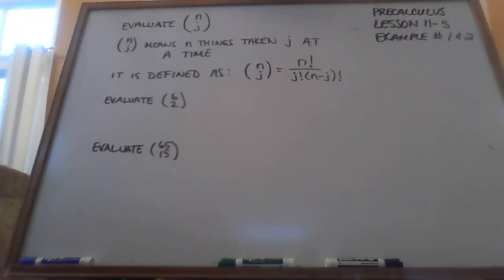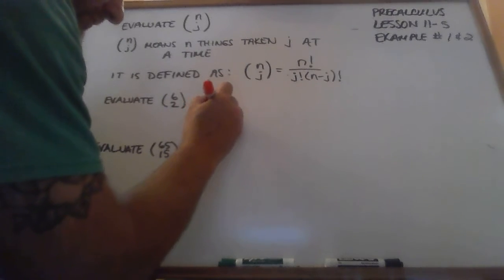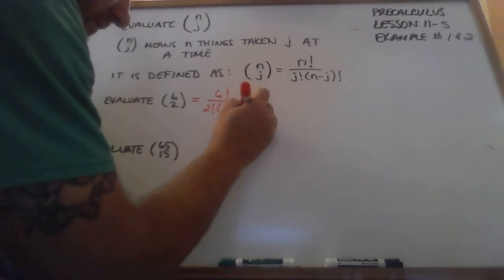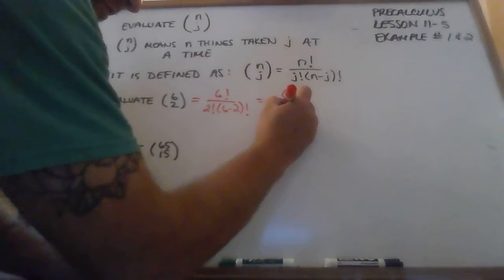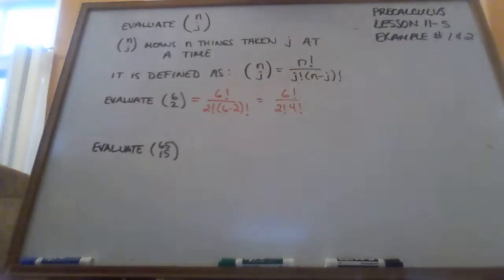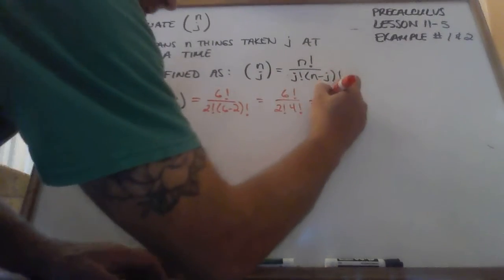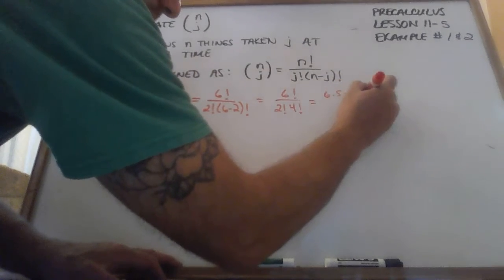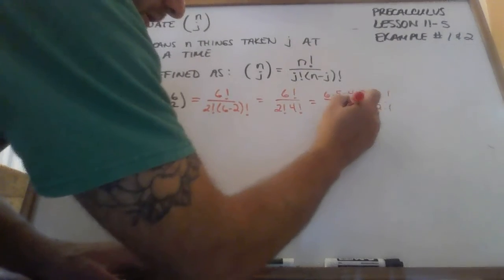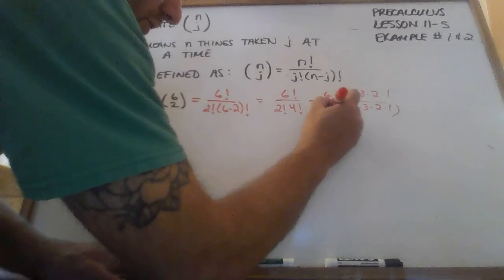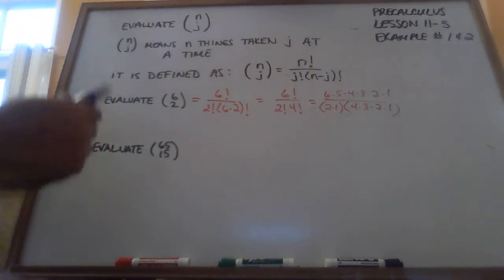So 6 choose 2 would be 6 factorial divided by 2 factorial times (6 minus 2) factorial, which would be 6 factorial over 2 factorial times 4 factorial. Now, we could do this on a calculator, but if you think about it, what this means is 6 times 5 times 4 times 3 times 2 times 1, divided by 4 times 3 times 2 times 1, and 2 times 1. So we can actually do this one in our head pretty easily, or by hand pretty easily.